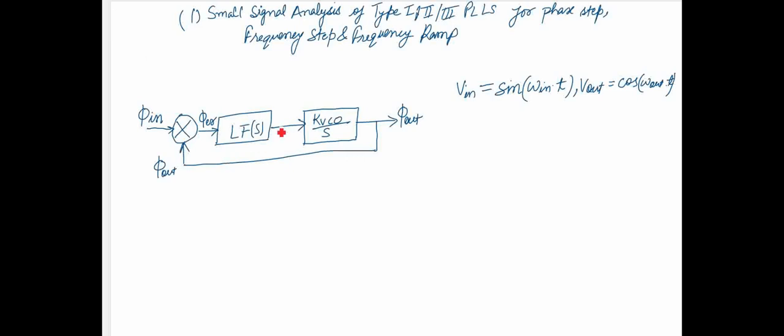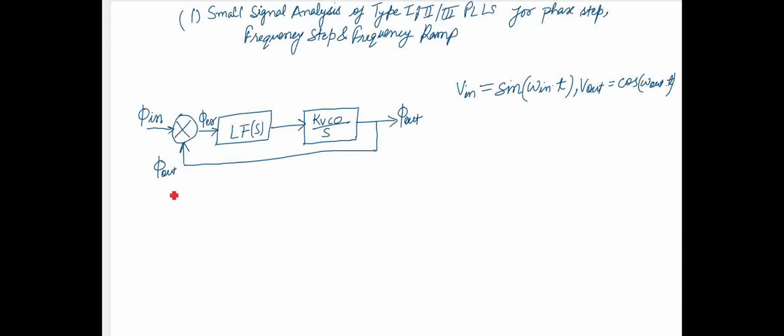So in the first topic, we will give some change in input phase, and we will check the phase error, whether it is getting constant, getting zero or not. If the phase error is zero or constant, then our PLL will be locked, otherwise it will be unlocked. So let's start.